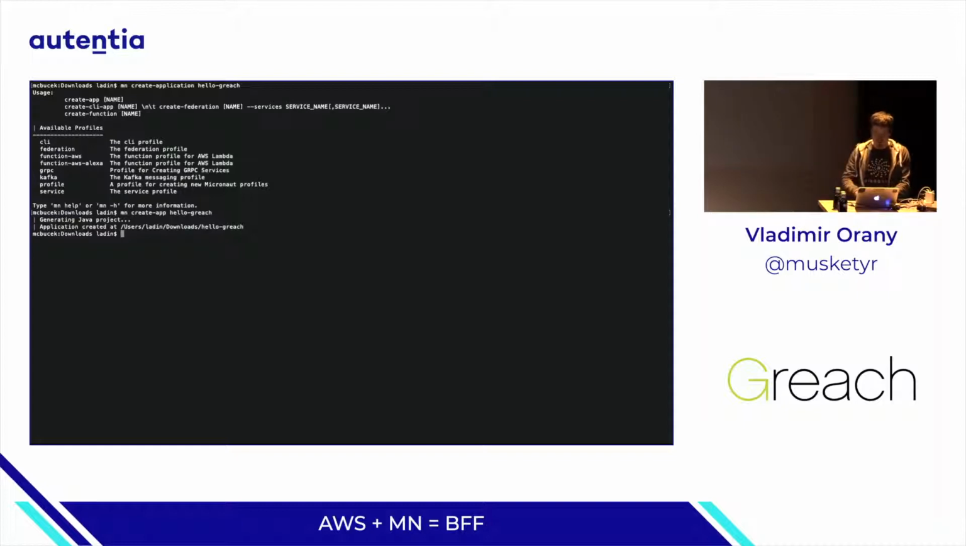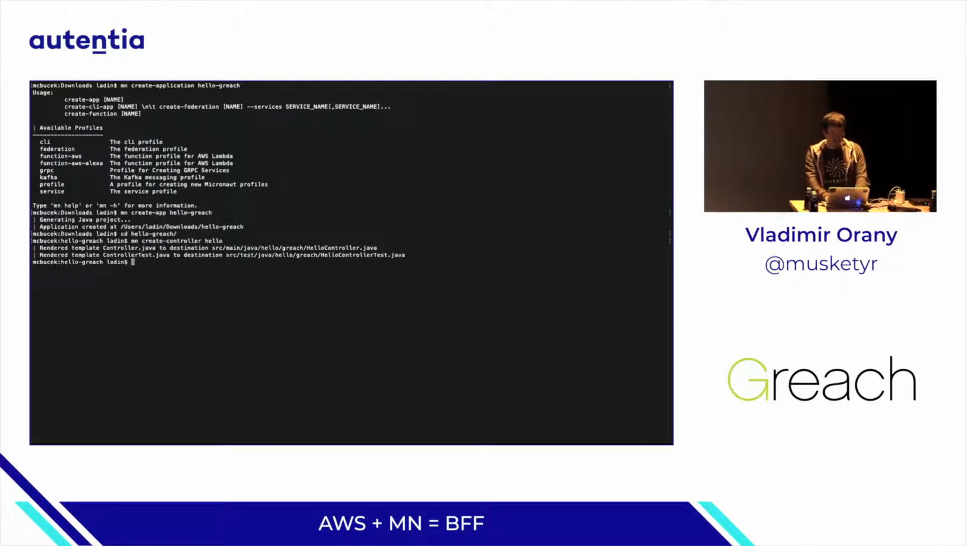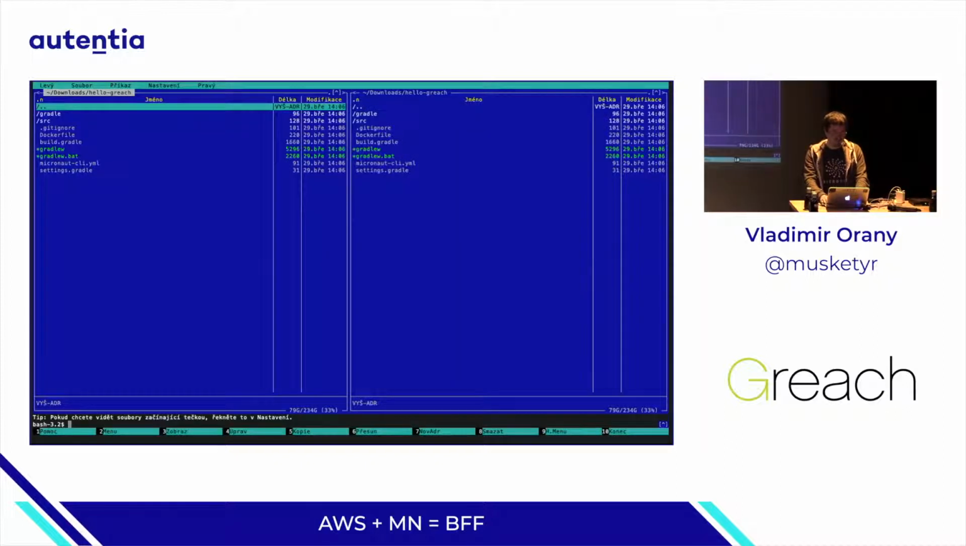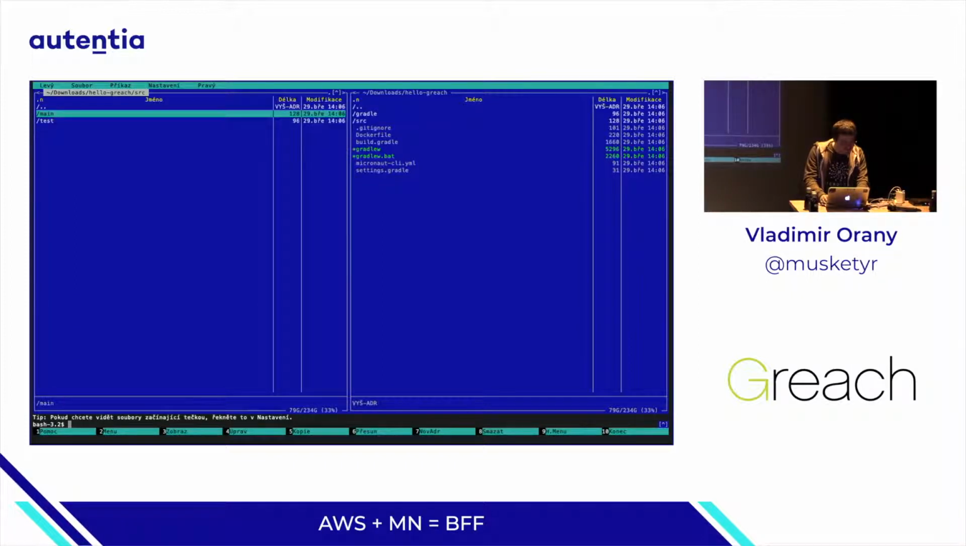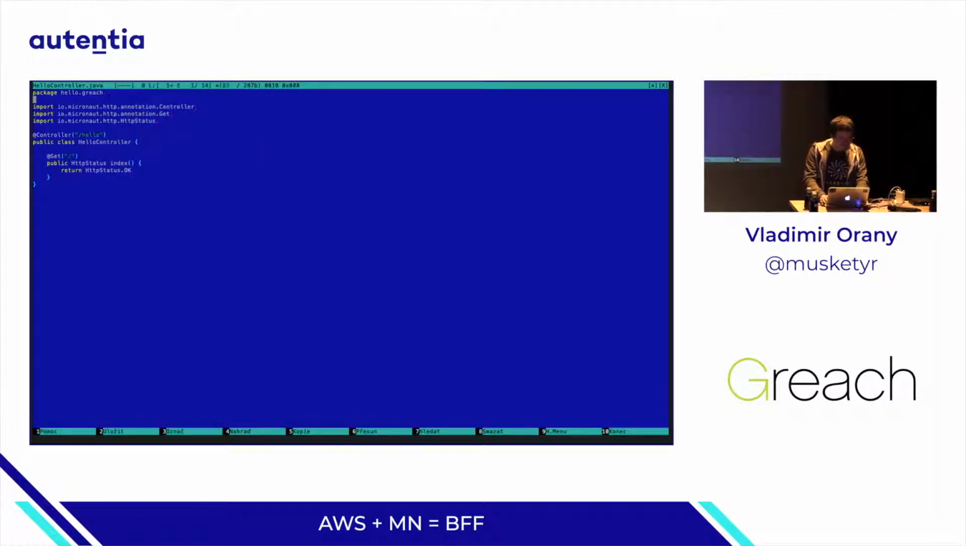Okay, so we have the hello Greach app. I don't use Emacs. I'm very old-fashioned. So let's create a controller. Hello controller. I'm very old-fashioned. I use Midnight Commander. Yeah, it's the lamest thing you can use, but it works good for a demo. So what do you want to just return? You know, some hello status. So let's return a string.